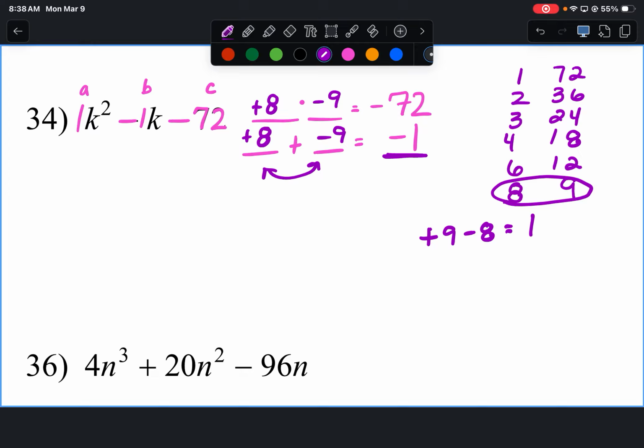We can do the shortcut. Why can I do the shortcut here? Because a is 1. When a is 1, you can do the shortcut, which means we just do k plus 8 times k minus 9. And that is our answer.